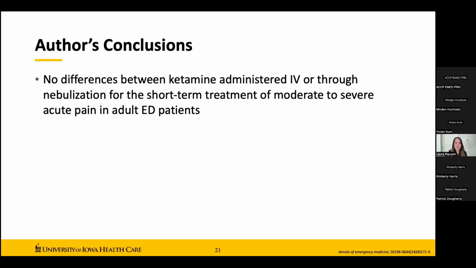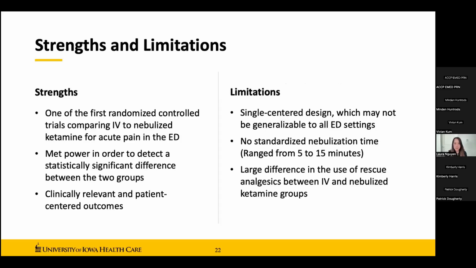And from this study, it was concluded that there is no difference between ketamine administered IV or through nebulization for short-term treatment of moderate to severe acute pain in adult ED patients. Now let's talk about some of the strengths and limitations of this study.